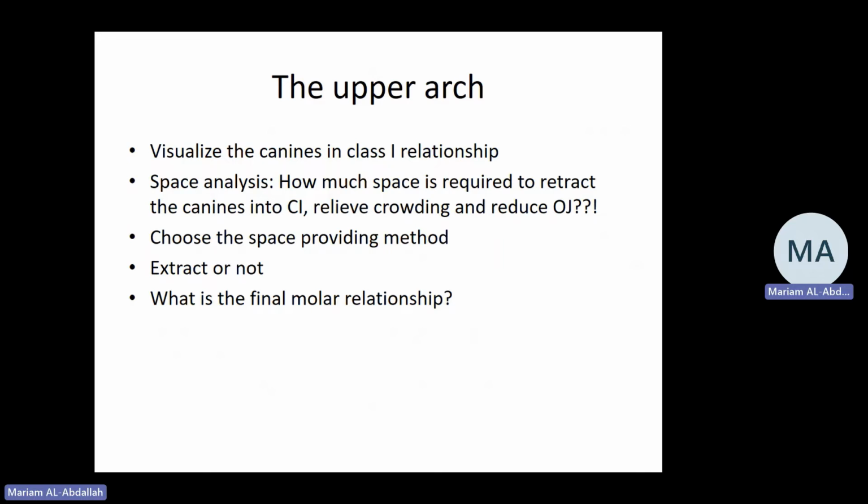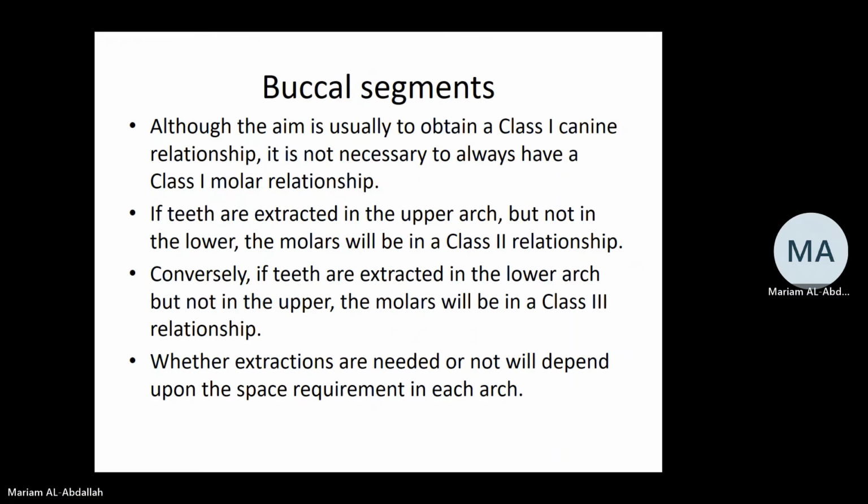So again, visualize the canine into class 1, decide on the space requirements in the upper arch in terms of crowding, overjet, molar position, canine position, and then decide on extraction. If no extraction, then decide on other methods to provide space. And after all this, you have to decide about your molar relationship. So the molar relationship will depend on your extraction decision.